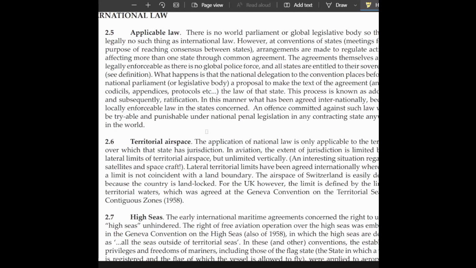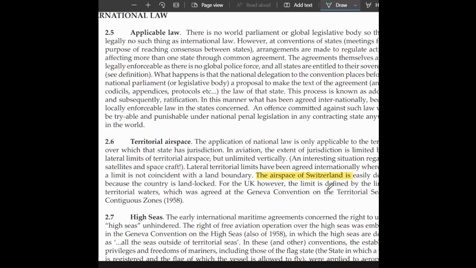I think this answers your question. Application of national law is only applicable to the territory over which the state has jurisdiction. So it is limited laterally but unlimited vertically. Laterally, because of the border. Laterally is basically lengthwise. For example, if I'm walking from here till your house, I'm walking laterally. If I'm going from here to the fifth floor, I'm moving vertically.